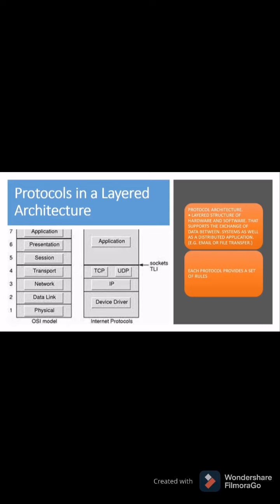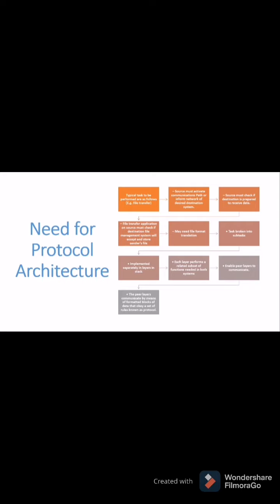Protocol in a layer architecture. As you can see in the image attached below, there are the OSI model and its 7 layers, and the internet protocols and its layers as well. Protocol architecture is a layered structure of hardware and software that supports the exchange of data between systems as well as a distributed application, for example, email or file transfer. Each protocol provides a set of rules.